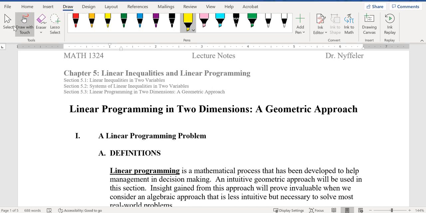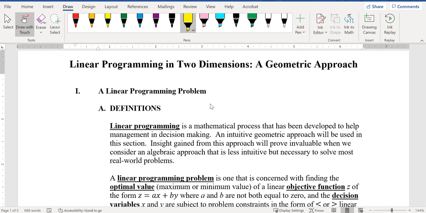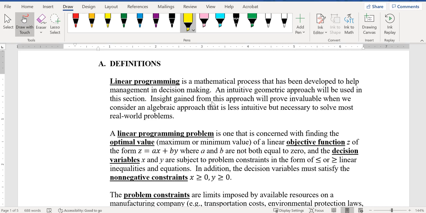These first couple of pages are very reading intensive, so we will just get through them, and then we will walk through a few examples. Okay, a linear programming problem. Linear programming is a mathematical process that's been developed to help management in decision making. An intuitive geometric approach will be used in this section. Insight gained from this approach will prove invaluable when we consider an algebraic approach that is less intuitive but necessary to solve most real-world problems.